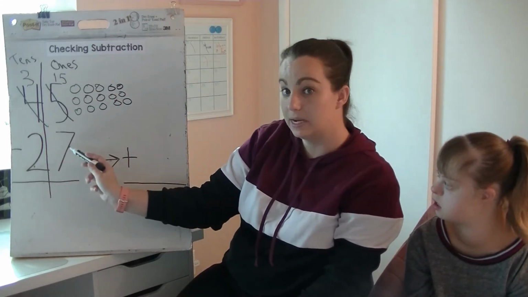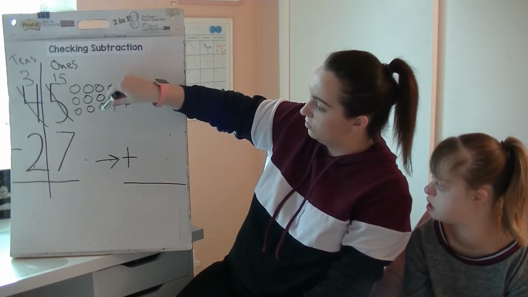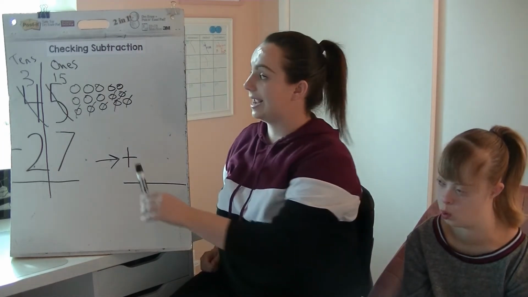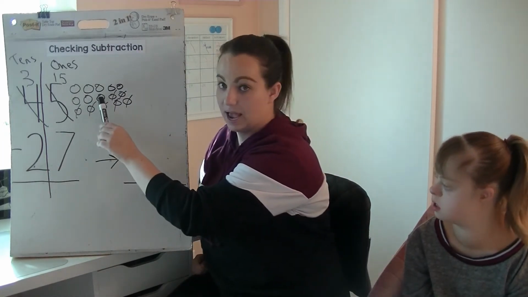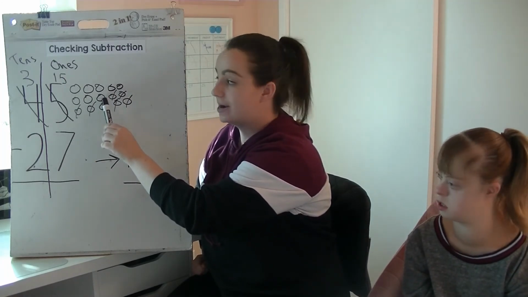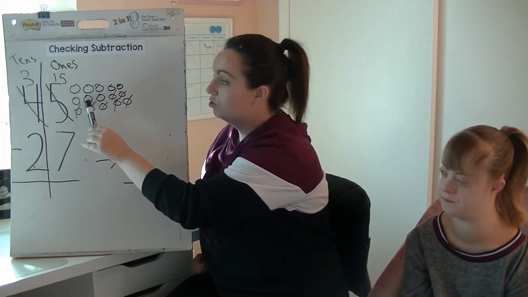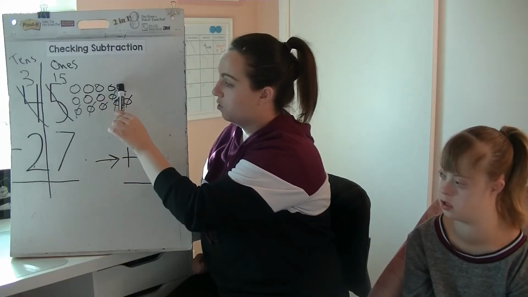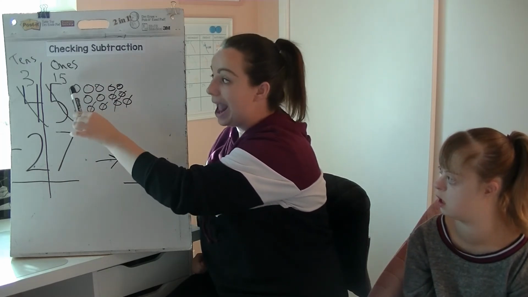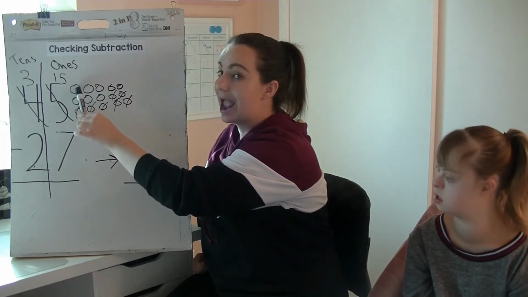Take away how many? 7. Bye-bye to 1, 2, 3, 4, 5, 6, 7. Now let's count how many we have left, okay? If you've been following along, please continue. Get ready to count with me how many are left. 1, 2, 3, 4, 5, 6, 7, 8. 15 take away 7 is 8.